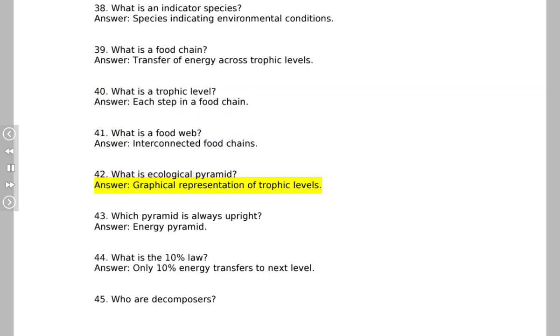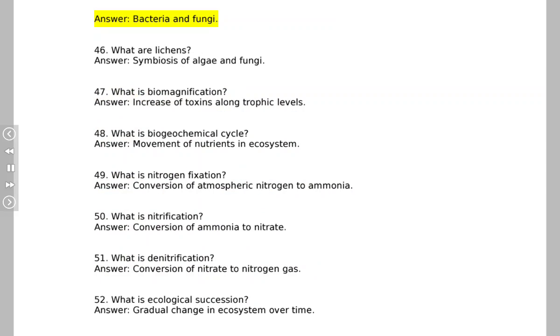42. What is ecological pyramid? Answer. Graphical representation of trophic levels. 43. Which pyramid is always upright? Answer. Energy pyramid. 44. What is the 10% law? Answer. Only 10% energy transfers to next level. 45. Who are decomposers? Answer. Bacteria and fungi. 46. What are lichens? Answer. Symbiosis of algae and fungi.